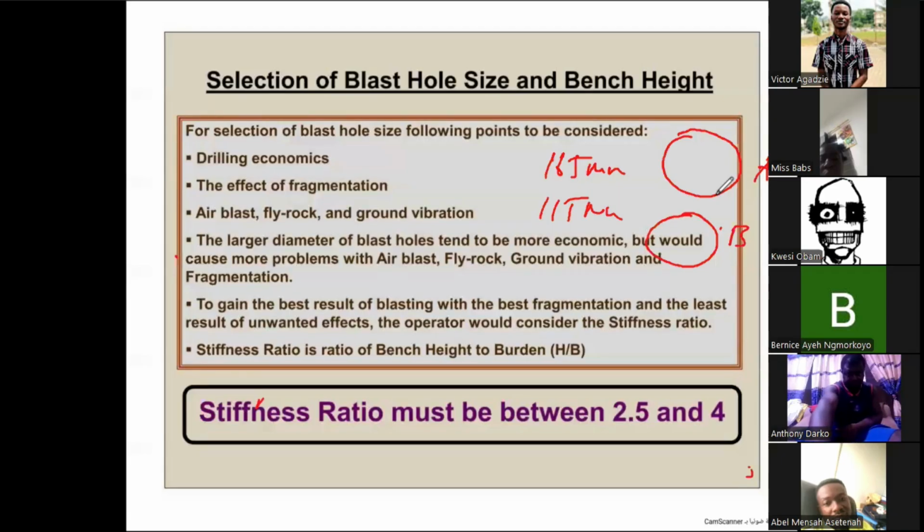We call something the stiffness ratio. The stiffness ratio is simply the ratio of the bench height to the burden. Okay, the bench height to the burden.